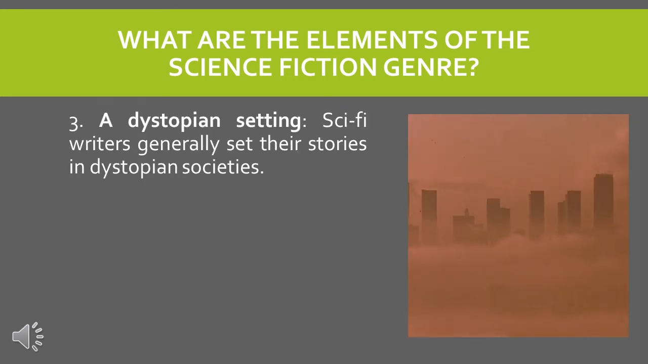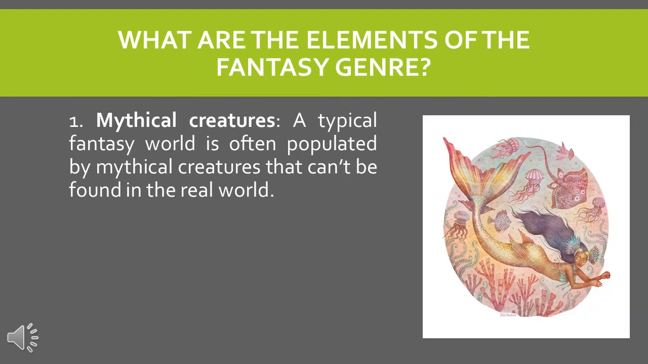The last characteristic or element of the science fiction genre is a dystopian setting. Sci-fi writers generally set their stories in dystopian societies. Science fiction often explores dystopian themes in far-flung worlds that ultimately bear striking similarities to the philosophical questions and moral quandaries that we deal with in the real world. The point is often to raise the question of how different the sci-fi world is from our own. We're done discussing the different elements of science fiction.